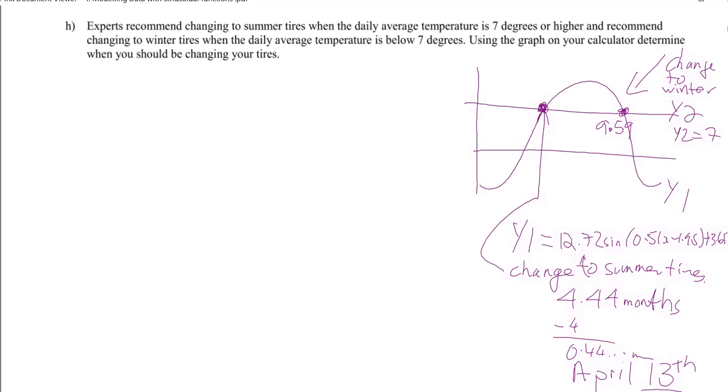And then we asked the question, if the y value is 7, if the temperature is 7, when will you first reach that temperature? So for our purposes, that was when can I switch from my winter tires to my summer tires? And when do we get back to that temperature of 7 degrees again? Or when should I switch over back to my winter tires? Okay, so that's running a sinusoidal regression, modeling and then answering questions using that equation. And we're done.